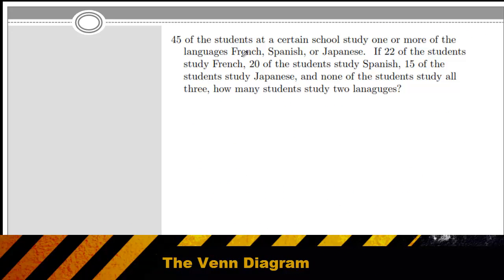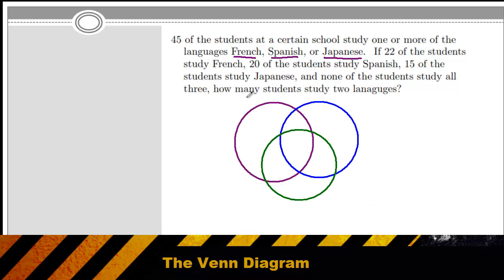In this problem, we have students who speak French, Spanish, or Japanese. We have 3 groups, so we're going to use the circular Venn diagram. And I'll label my Venn diagram with French, Spanish, and Japanese. The problem tells us that none of the students study all 3, so we can put a big 0 in the middle where all 3 circles overlap.